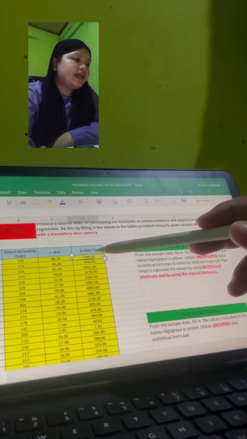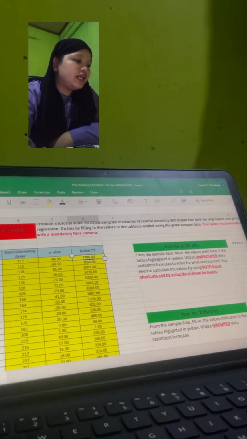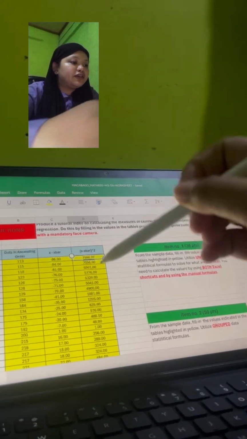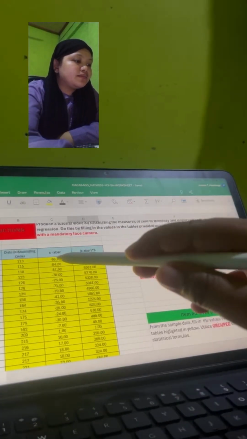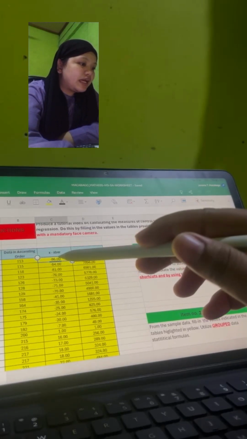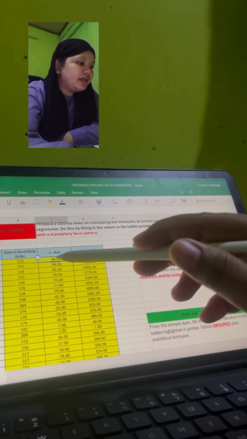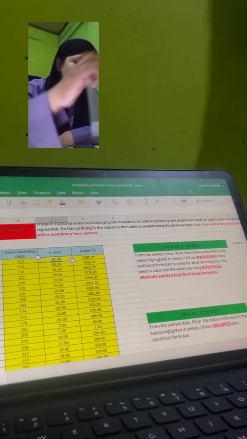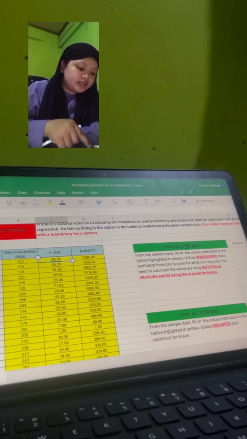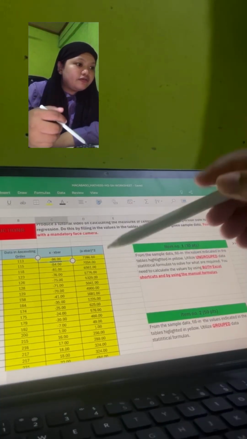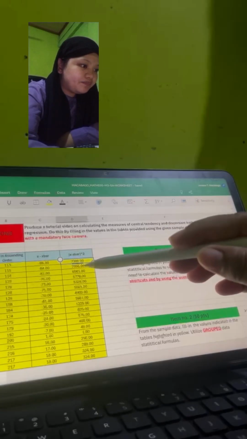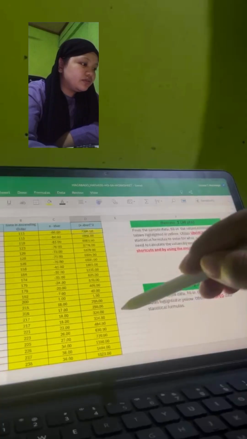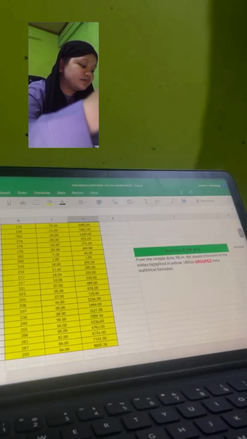So in the fourth column, how did I get this calculation? How did I get the squared difference for each data point? What I did is you just need to square this data here. So 86 times 86, you get the answer 7396. So you can see here my answer 7396, as with the rest of the calculations. So that's how I get it.